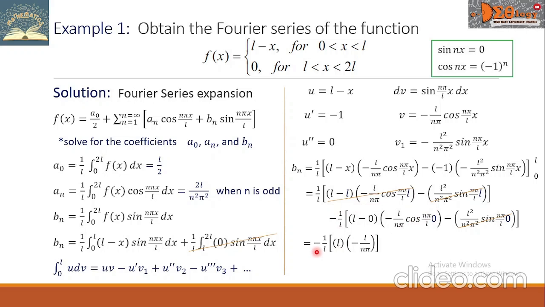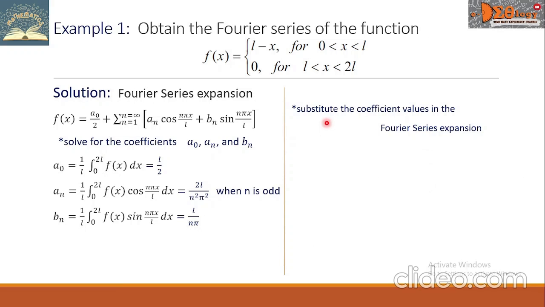We have now this negative 1 over L times L times the negative of L over n pi. We can see that we can cancel this L in the denominator with the L here. Simplifying further, negative and negative becomes positive, L over n pi. This is the value of our b sub n. Let us copy this value opposite the b sub n.